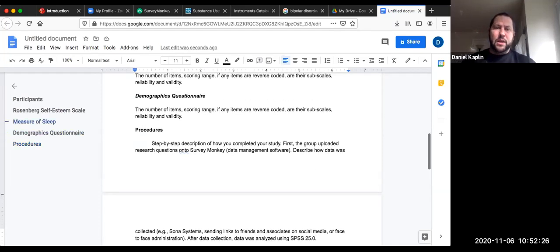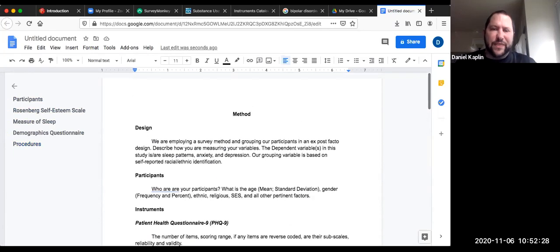That's your procedure. Now, the whole method section is gonna be 1.5 to 2 pages. The method section, like when you read the articles, is not a long part of the paper. It's actually fairly short. It's gonna be 1.5 to 2 pages.